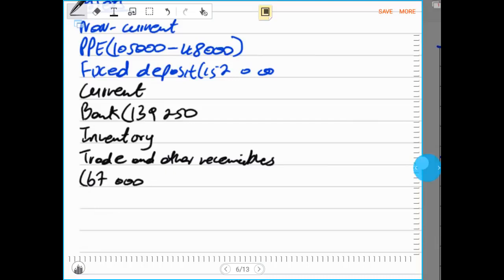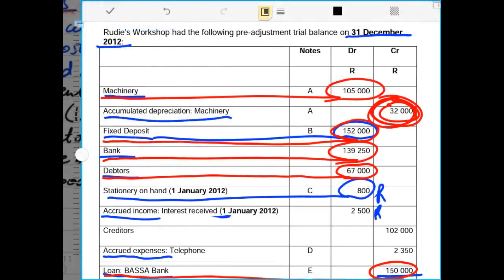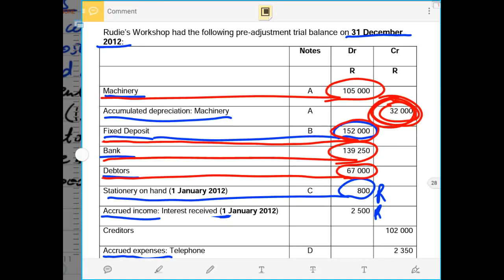Then from here we have to take into account all the entries that were visible in our trial balance. We'll do that as we continue. We had expenses that were accrued, and we still have to account for that. We also have expenses that were prepaid, and we also have to account for that. So now we have to take those into account.